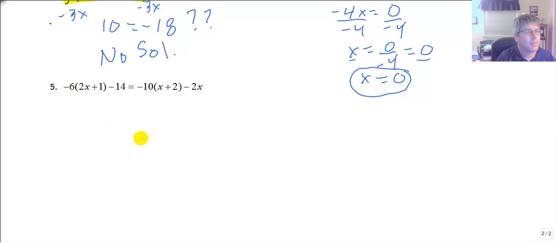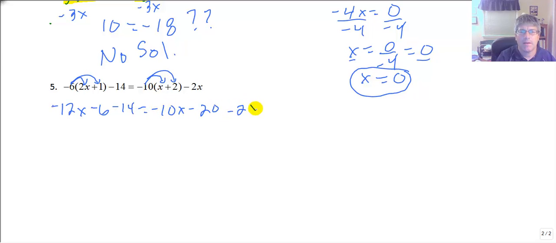And sample problem number 5. Let's go ahead and distribute. So we get negative 12x minus 6 minus 14 equals, we'll distribute the 10, negative 10x minus 20 minus 2x. I'm going to combine or simplify here, so we'll get negative 12x minus 20 is equal to negative 12x minus 20.